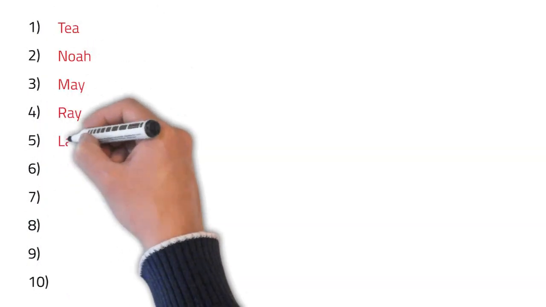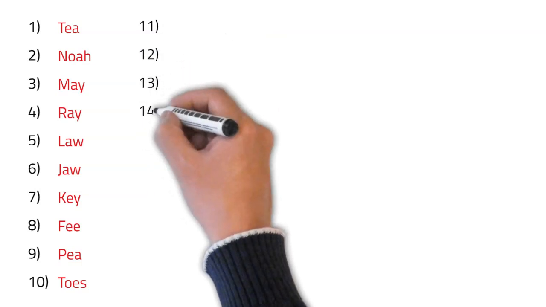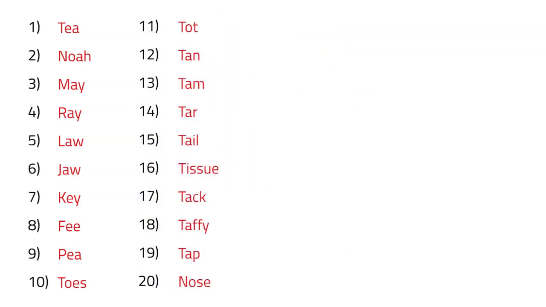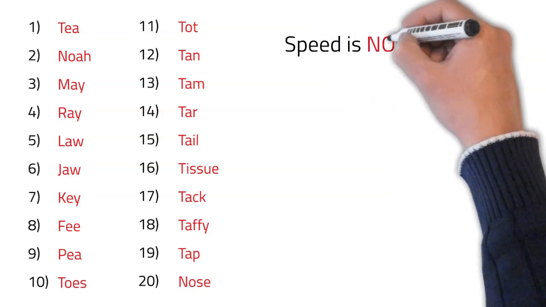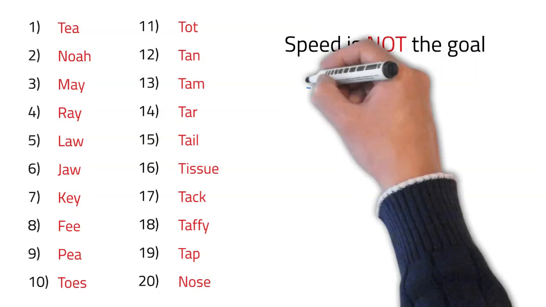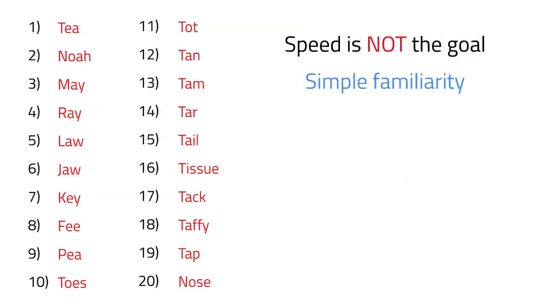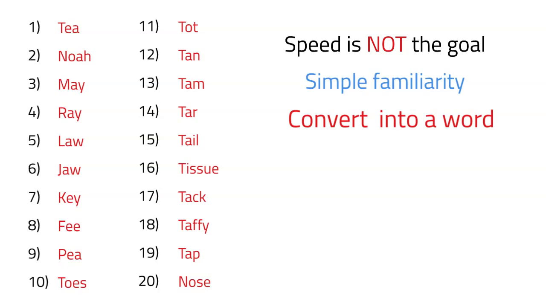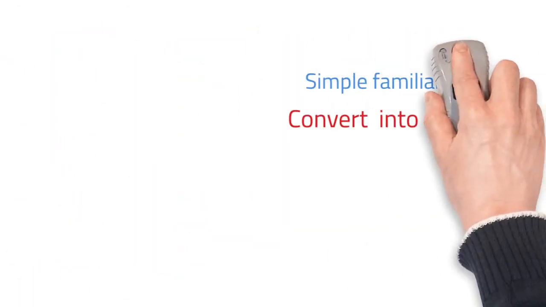Our original list of 20 items now starts to make perfect sense. With a little practice, you can repeat the first 20 items in a few seconds. They become very familiar to anyone who uses the list regularly. With scripture associations, however, speed is not the goal. A simple familiarity is quite sufficient. Being able to look at a number, convert it into a word which is part of an association, is all we're after here.